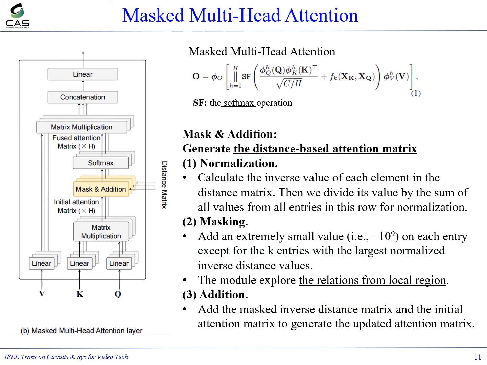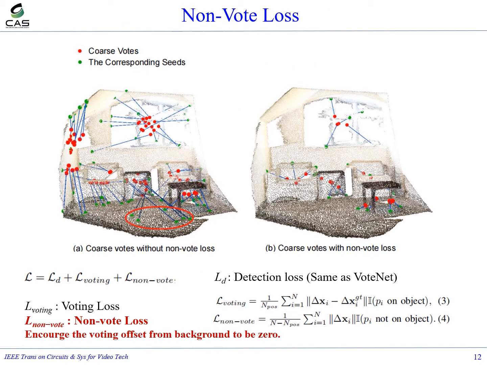We further propose the masked multi-head attention to exploit the contextual information. The inverse distance matrix is added to the initial attention matrix after normalization and masking operation for better spatial relationships. By applying the mask operation, we can effectively learn the attention map at the local region of each object. The loss function of our method is a combination of the detection loss, voting loss and non-vote loss. The detection loss and the voting loss are the same as VoteNet. We propose the non-vote loss to suppress the votes located at the background.